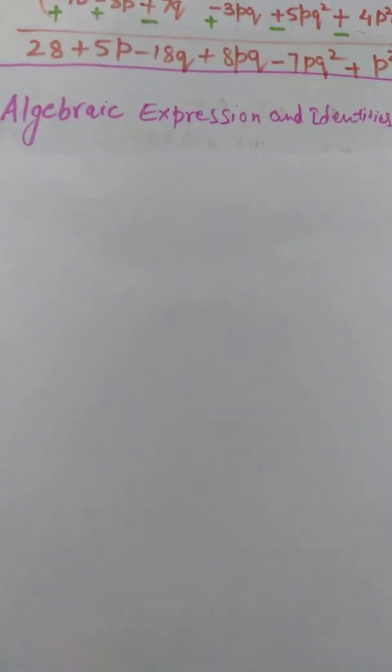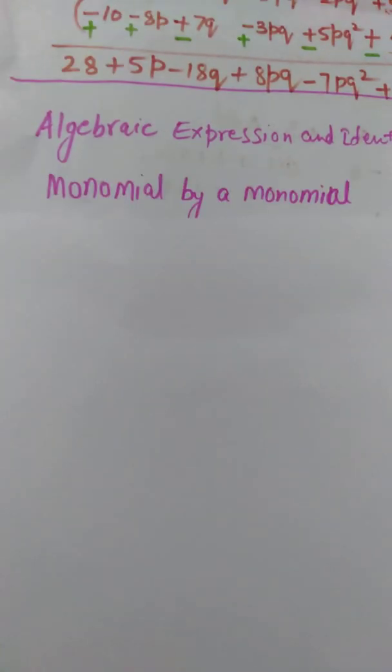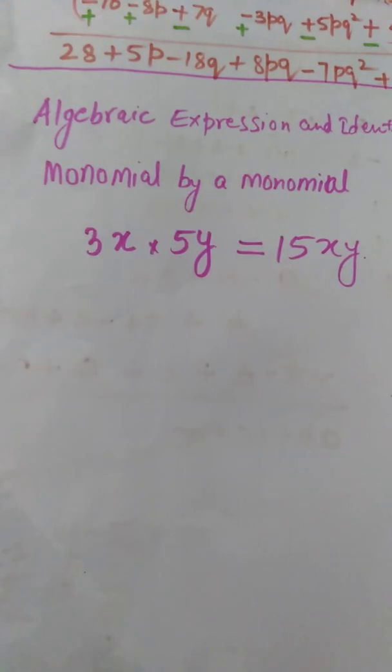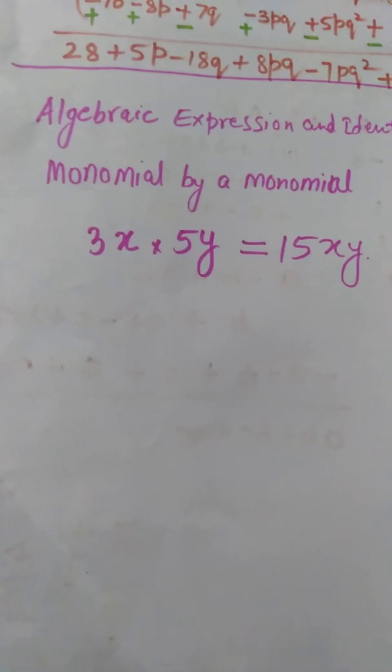Today in this video we'll see the multiplication of a monomial by a monomial. Monomial means only having a single term. Let us see by an example. 3x into 5y. Now in this expression the two terms 3x and 5y both are monomials. When they are multiplied, their coefficients are multiplied and the variable is multiplied by variable. So 3 into 5 is 15 and x into y is xy.